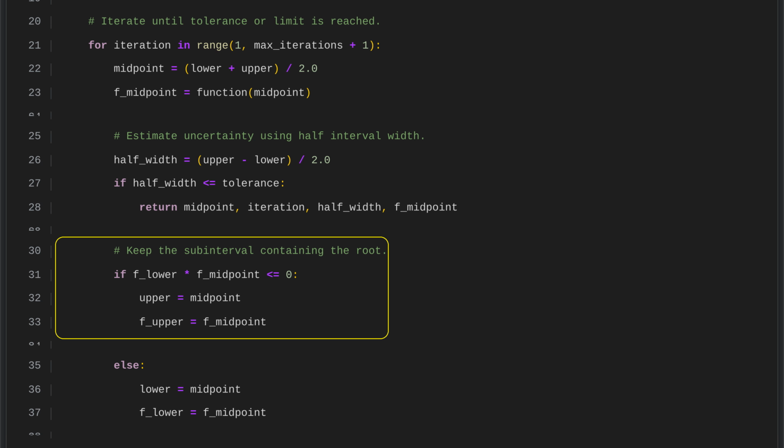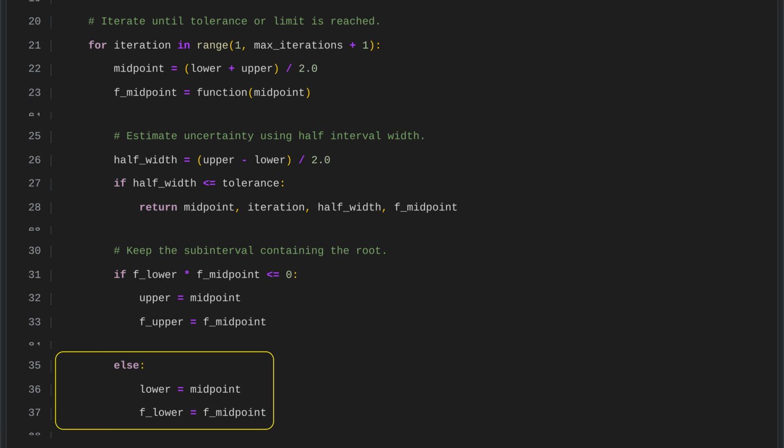This step chooses which half of the interval to keep in the next iteration. If the function values at the lower bound and midpoint indicate a root between them, the upper bound is moved to the midpoint. The function value at the upper bound is updated as well, keeping the narrowed interval accurate for the next check. If the midpoint does not show a root in the lower half, move the lower bound up to the midpoint. The root is then assumed to lie in the upper half, and the stored function value at the lower bound is updated for the next iteration.